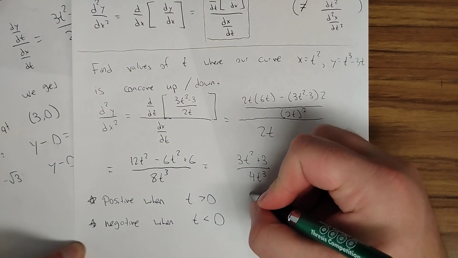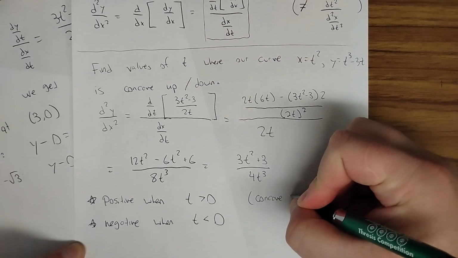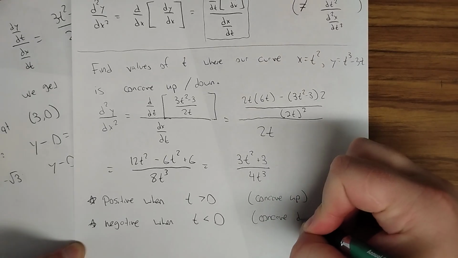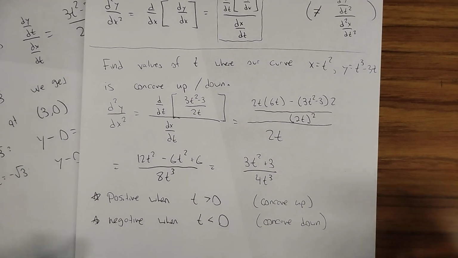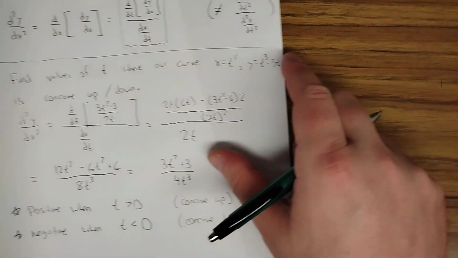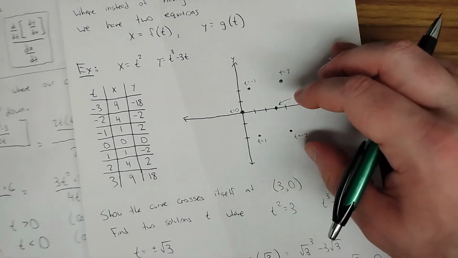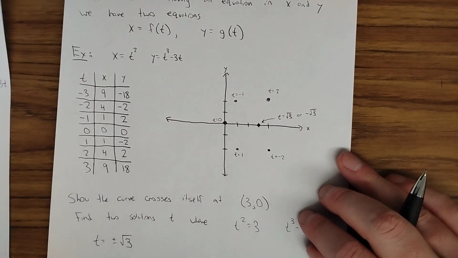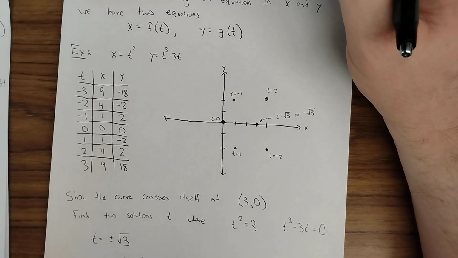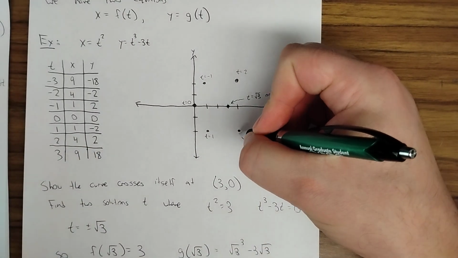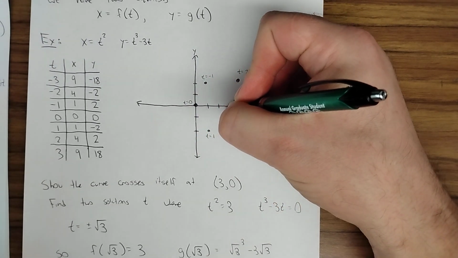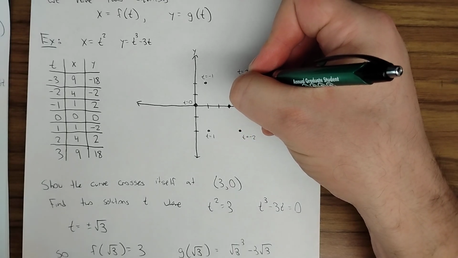And actually, I can just answer my question this way. So the curve is concave up when t is positive, concave down when t is negative. So finally, let me draw this picture, and I'm not going to do a perfect job, but I'll try to sort of incorporate everything that we learned. I know that it goes here, then here, then here, then here, then here, then here again, and then here.